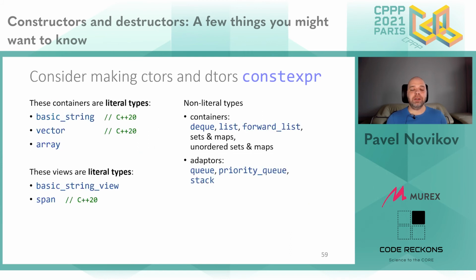So let's see which types are literal types in C++20. Basic string and vector become literal types in C++20. Array was already a literal type. We have views, and span, which we have in C++20, is also a literal type. And all other containers and adapters like deque, list, forward list, sets, maps, unordered sets and maps, and adapters like queue, priority queue, and stack are not literal types. So in C++20, in constexpr functions, you can now use strings and vectors. This is, I think, useful because you can write one algorithm and use it possibly in both runtime and compile time.